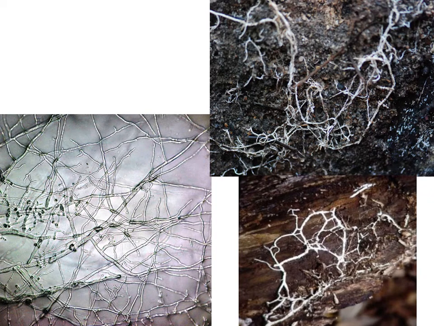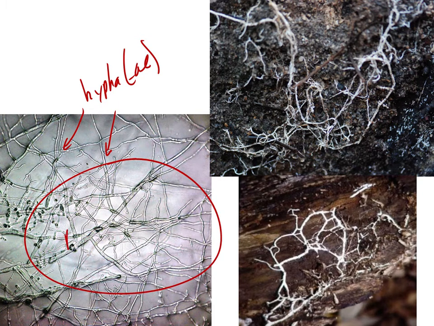So each of these filaments now has a special name. Of course, it has a special name. We're in a different kingdom. These are called hyphae, or hypha, which is singular. A-E is plural. Hypha would be one, but there's never just one. Hyphae, plural. And the whole body of the fungus is called the mycelium. So all of those hyphae taken together is the mycelium.